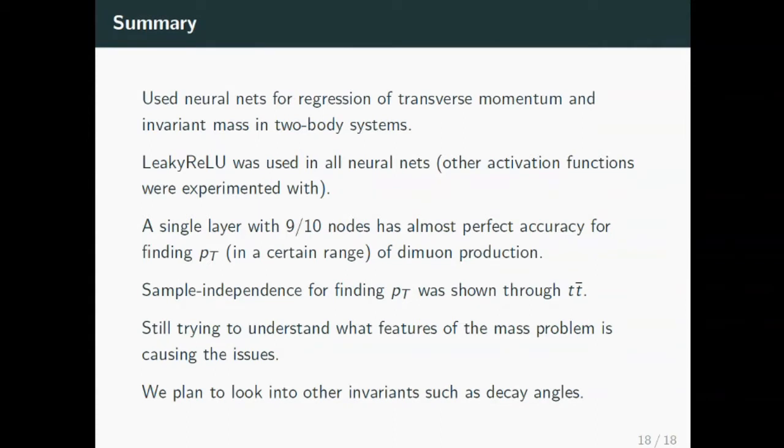On network architectures? Not yet. It's something that I should put down here that I was going to look into.